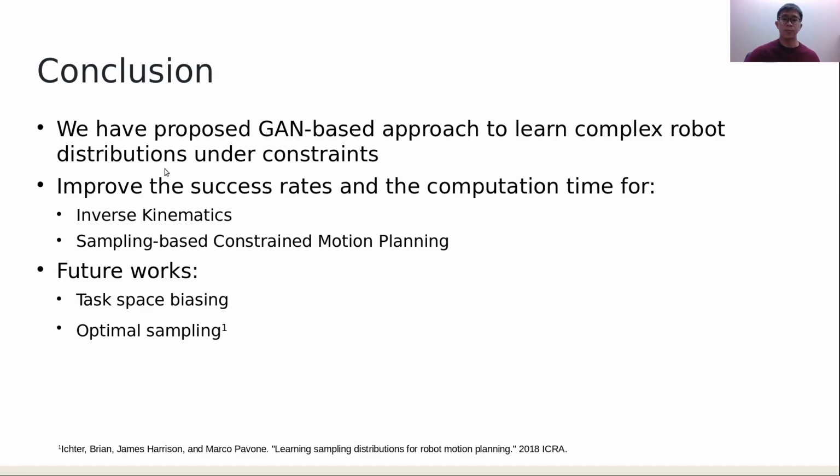In conclusion, we have proposed a GAN-based approach to learn complex robot distributions under constraints. We show that it improves the success rate and the computation time for at least 2 different applications. And since GAN is a very flexible tool, there are a lot of possible extensions that can be done. For example, because we can condition GAN on the end effector position, we can perform task-based biasing on the RRT. Or if we have the results of previous motion planning, we can also train GAN to learn from the data so that we can provide optimal sampling for new tasks, as done in this reference paper.